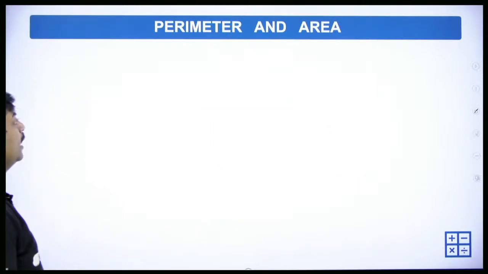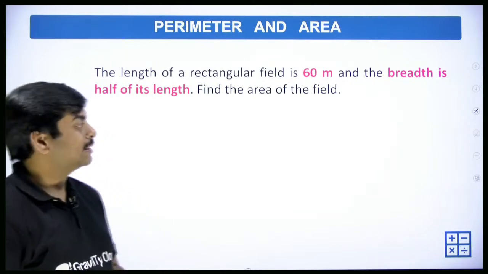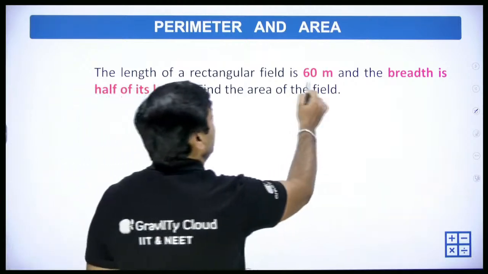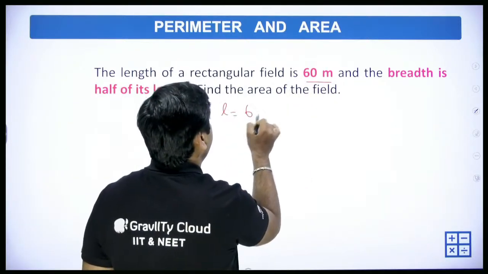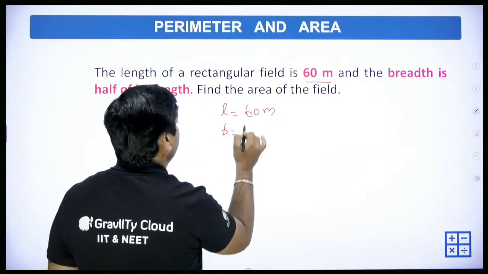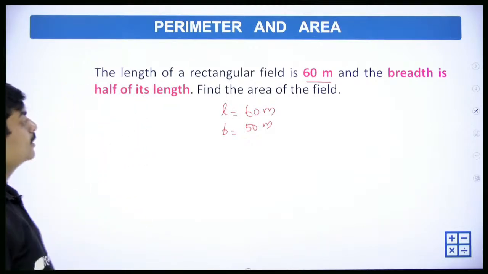Okay. So moving ahead. We have a question, some applications based on all this. Let's try to understand that. The length of a rectangular field is 60 meters, and the breadth is given as half of its length, 50. Right? 50 meters. 60 meters and 50 meters.